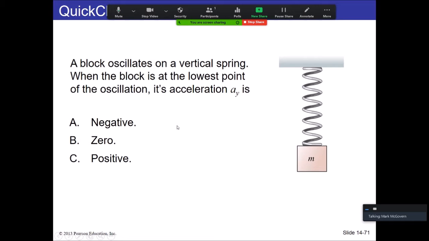Okay, we got this block now oscillating on a vertical spring. When the block is at its lowest point of the oscillation, what is the acceleration going to be? Think about that for a minute. The answer here is positive. Right? So when it's at its lowest point, all the way at the bottom, it's going to have its highest acceleration.